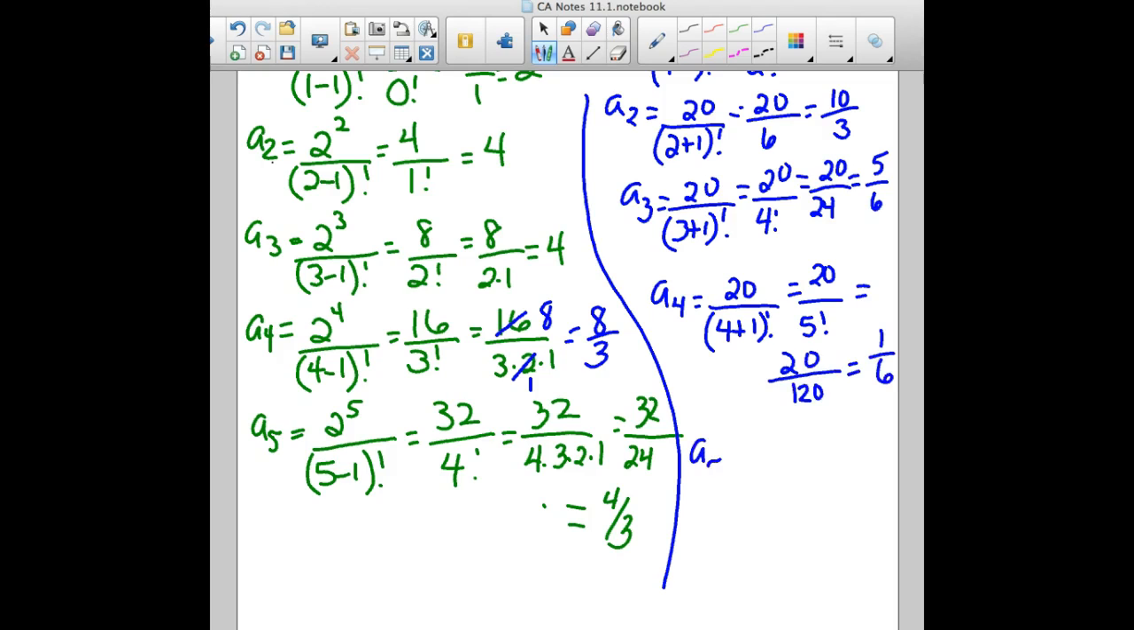And then our fifth term is 20 divided by 5 plus 1 factorial. 6 factorial means 6 times 5 times 4 times 3 times 2 times 1. Well, we already did 5 factorial and got 120. Now we just need to multiply the 6 in. So we end up with 20 divided by 720. We could reduce that to 1 over 36.